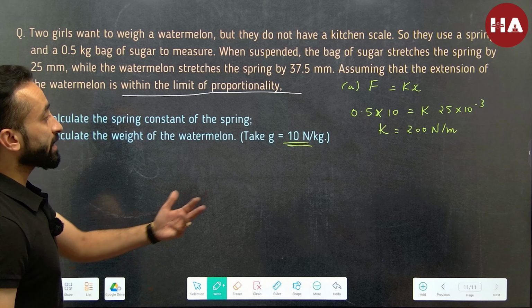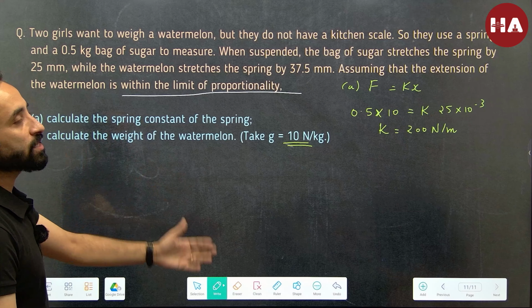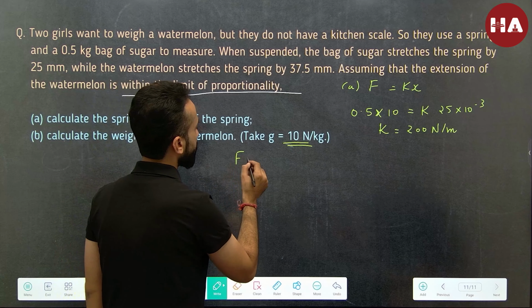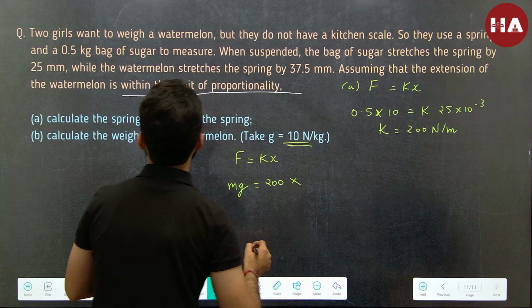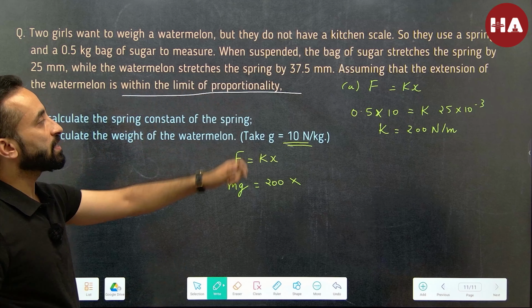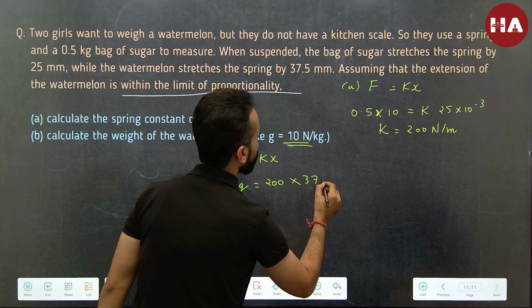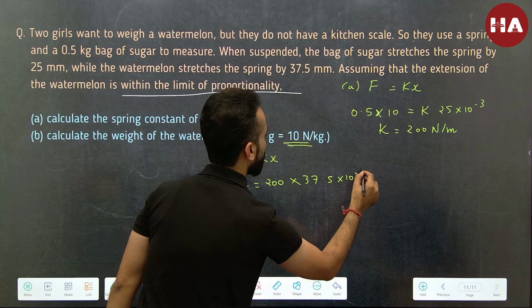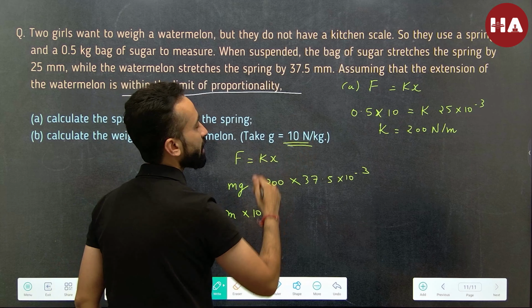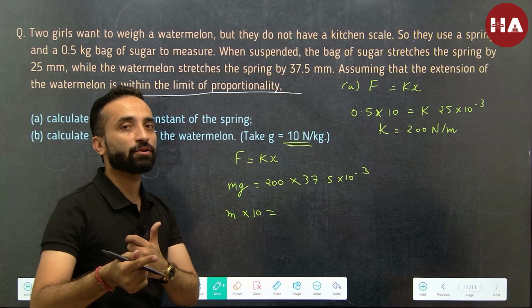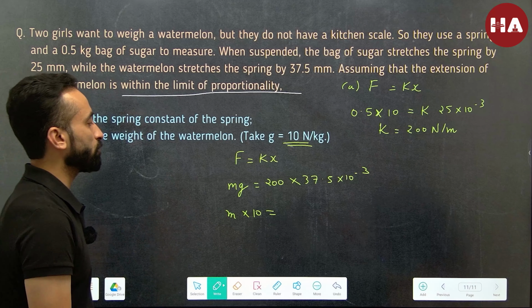Okay, so the next thing, now let's calculate the weight of the watermelon. So as we know, F equals Kx. So now we know that force is what we have to find out. So let's write it as mg. K we have just calculated, that is 200, and x, the extension in case of watermelon, is 37.5 times 10 raised to the power minus 3. m is what we have to find out. g has to be taken as 10 again. So be careful, if the value of g is given as 10, then you have to follow that.